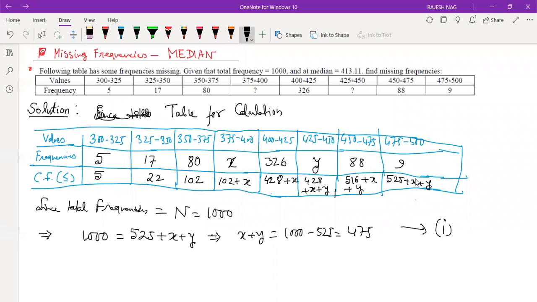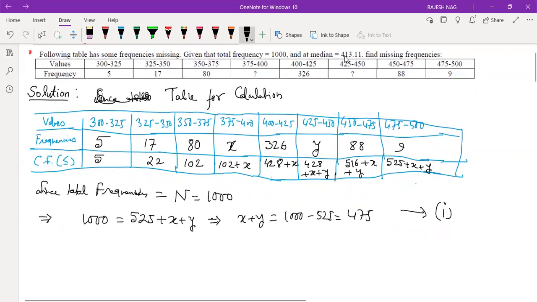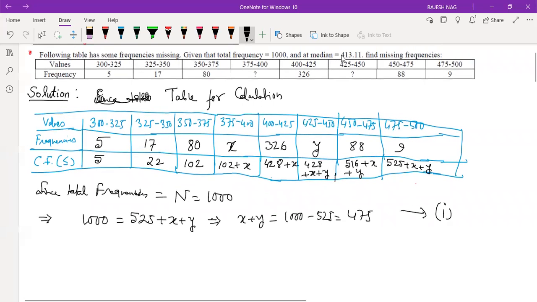This is the first equation. Remember, in this table you have two unknowns, x and y, so two equations will be required to find the values of x and y. First equation is x plus y is equal to 475. Now for the second equation, it is given that the median is equal to 413.11. I repeat again, the median is given in the question as 413.11.